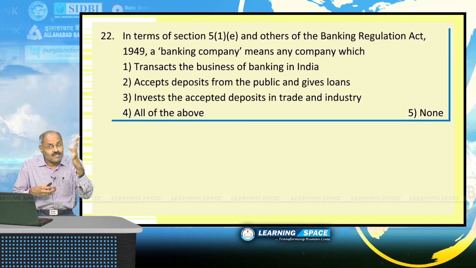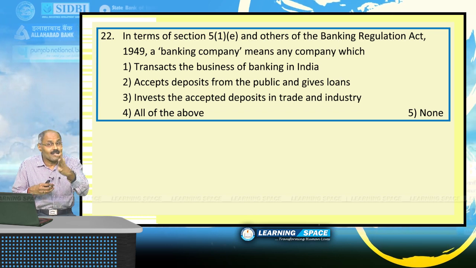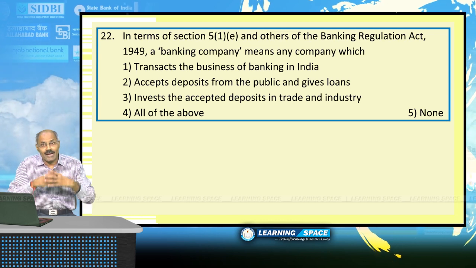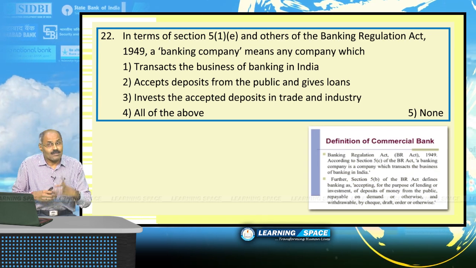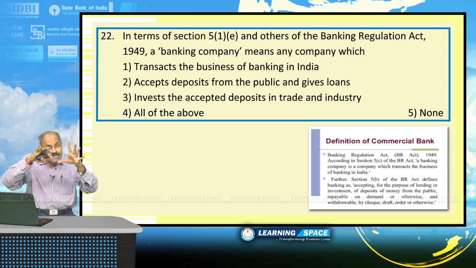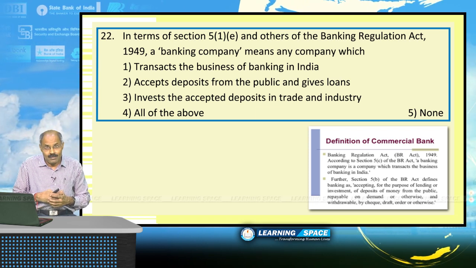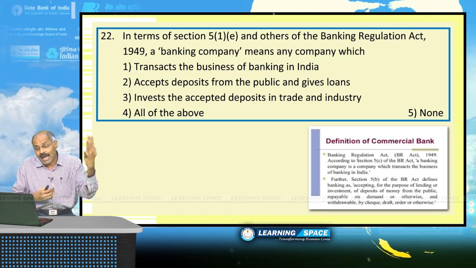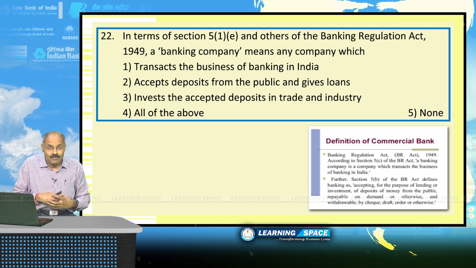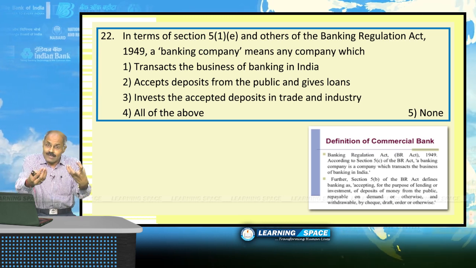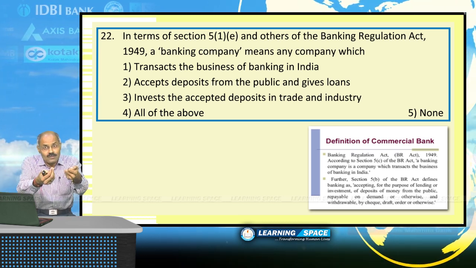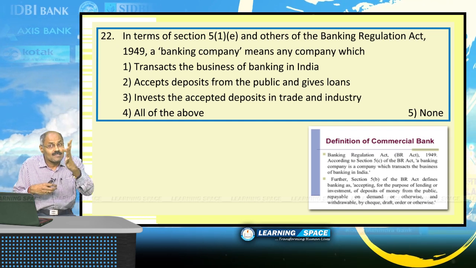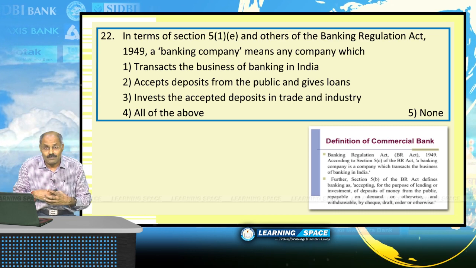In terms of section 51E of the Banking Regulation Act 1949, what is the meaning of banking company? There are three things given. One is which transacts the business of banking in India. Second is which accepts a deposit from the public and gives loans, accepting deposits, giving loans. The third one is some of the accepted deposits they can invest in trade and industry.